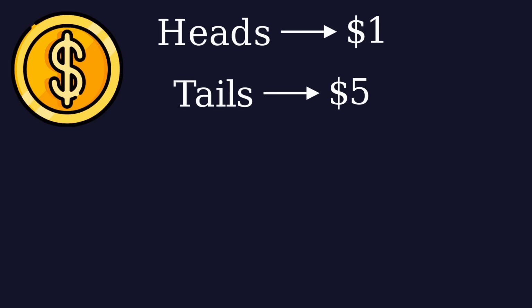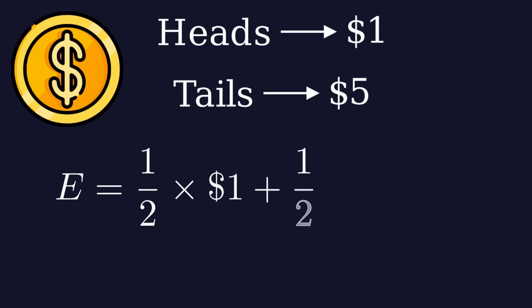To answer this question, we can just calculate the expected outcome of one game. We multiply each reward with its corresponding probability of occurring, and then sum them up. Here, we have a 50% chance of getting heads, which results in receiving $1, and a 50% chance of getting tails, which results in receiving $5. So the expected outcome is equal to $3.